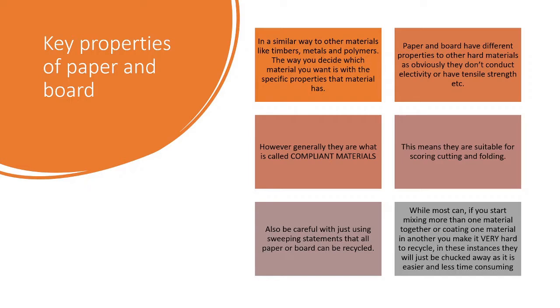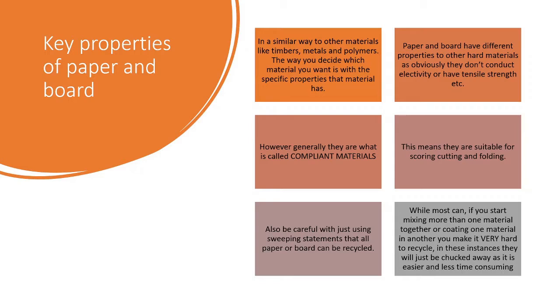Obviously, with paper and card, they don't have the same types of properties as woods, metals and plastics. You don't have things like tensile strength or elasticity or conductive strength or anything like that. Generally they are what are known as compliant materials. What that means is that you can cut it, you can score it, you can fold it, like with craft knives, you can cut into a net and fold it over, that type of thing.